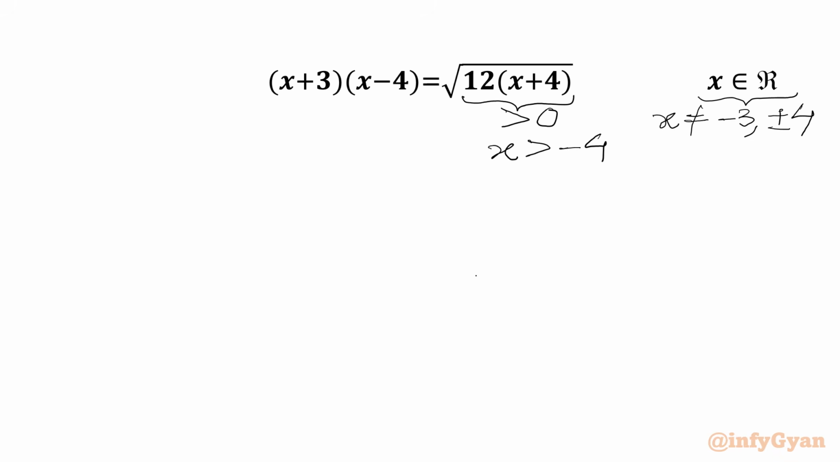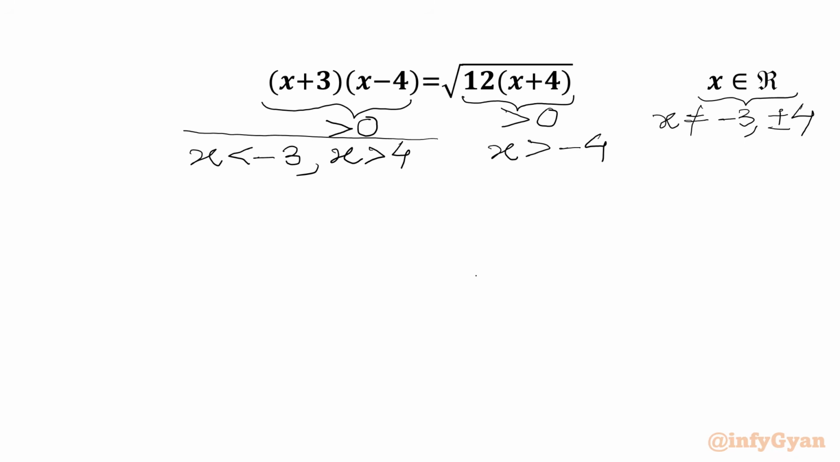RHS is having a square root, so LHS must be positive. The square root cannot be negative. So we will write here greater than 0. So from here we will get two conditions. Either x should be less than minus 3 or x should be greater than 4.